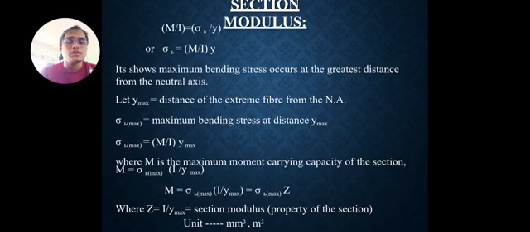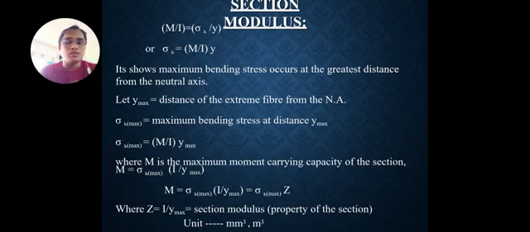Section modulus: M over I is equal to bending stress over y, or bending stress is equal to M over I times y. It shows the maximum bending stress occurs at the greatest distance from the neutral axis. Let y max be the distance of the extreme fiber from the neutral axis, and the maximum bending stress occurs at distance y max. So the bending stress is equal to M over I times y max, where M is the maximum moment carrying capacity of the section. So M is equal to the maximum bending stress times I over y max.